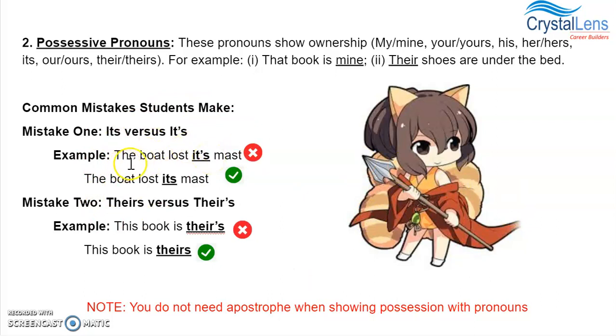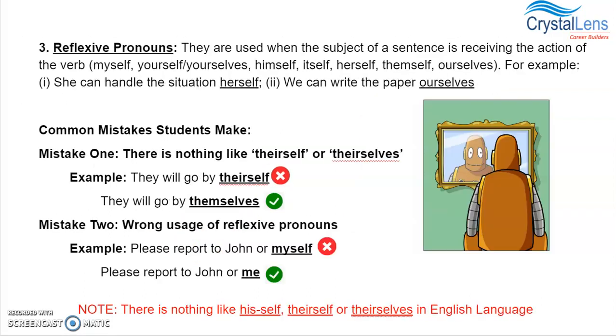Now, this sentence says, the boat lost its mast. If you use it's here with an apostrophe, you are simply referring to it is. You do not want to say the boat lost it's mast. You want to say the boat lost its mast. So please do not use an apostrophe when you're showing possession with pronouns. Another one here says, the book is theirs, rather than saying the book is their's. In fact, this word their's with an apostrophe S does not exist in the English language.